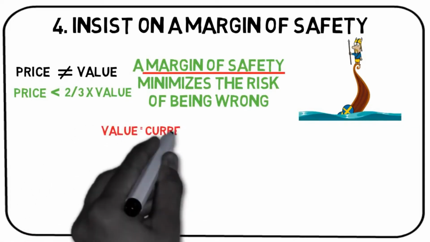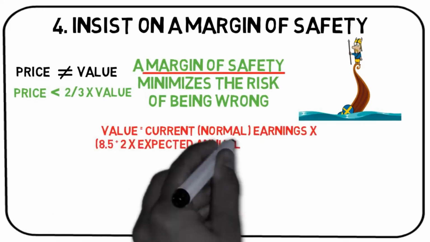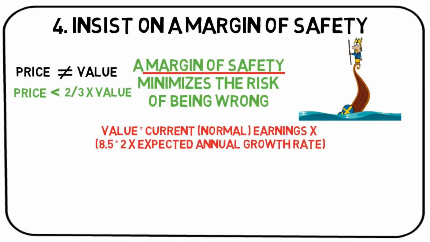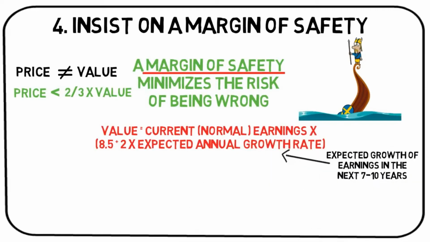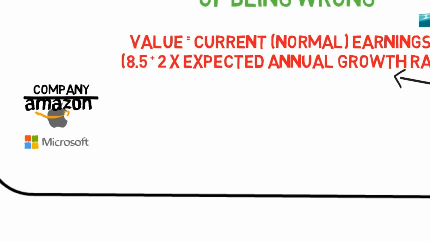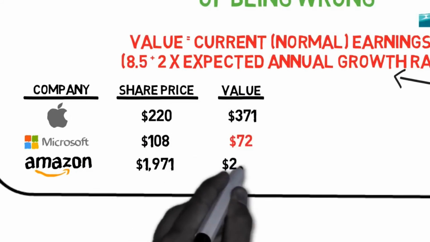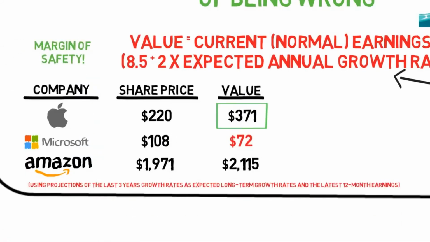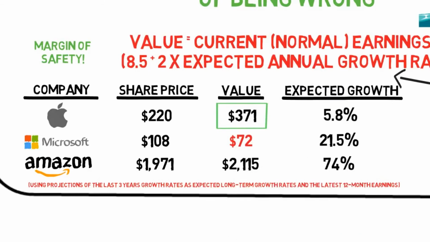Value equals current normal earnings times 8.5 plus 2 times expected annual growth rate. The growth rate should be equal to the expected yearly growth rate of earnings for the next 7 to 10 years. Here's how much the 3 largest companies of the S&P 500 are worth according to the formula in September 2018. Note that we can use the formula backwards too, to trace how much these companies must grow in the coming 7 to 10 years for today's stock prices to be rational.